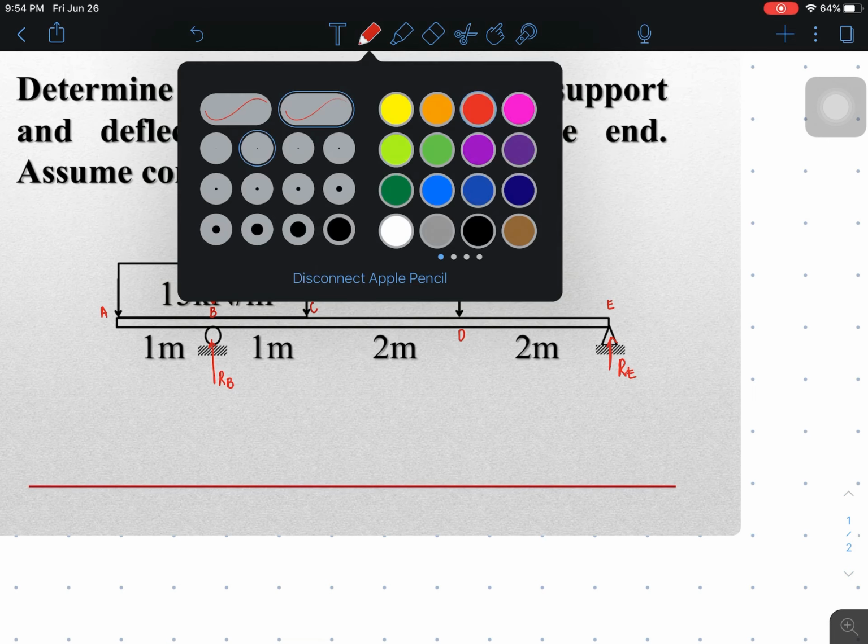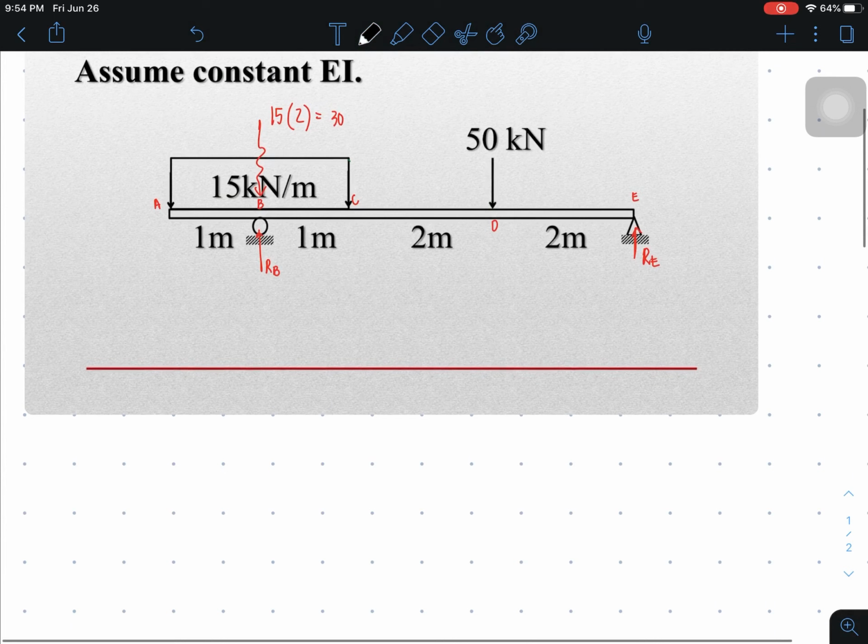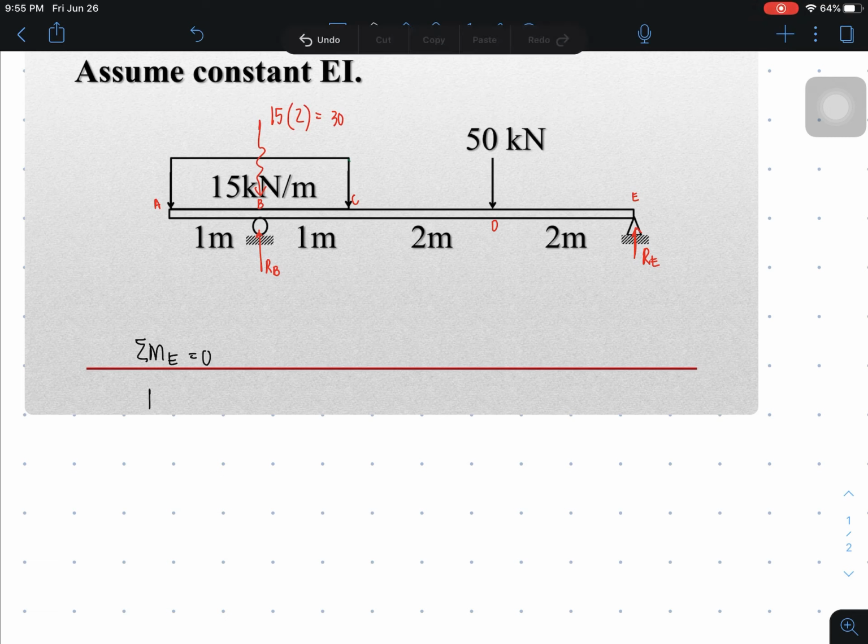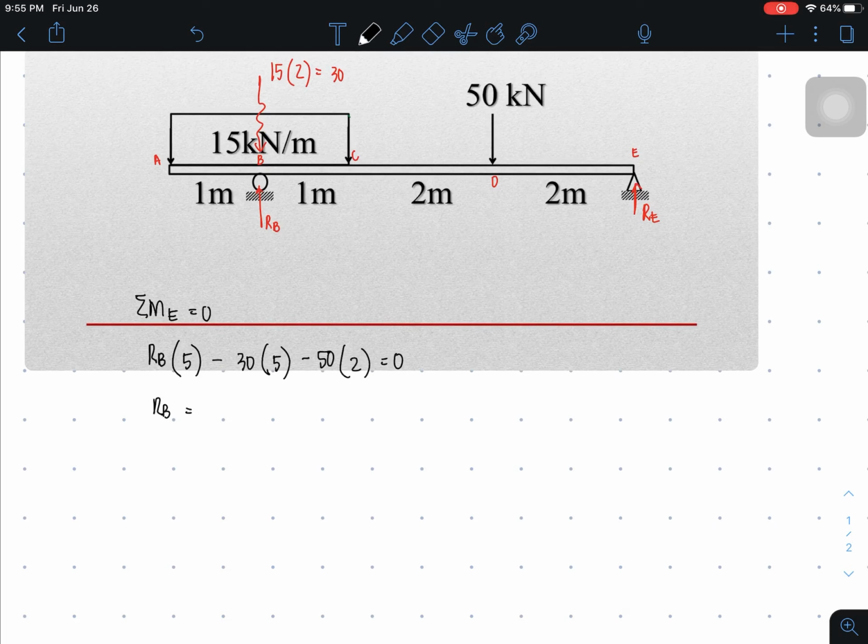Okay, so let's solve for the reaction. Mao na itong unang buhatan, diba? So summation of moment at point E para ma-solve si RB. So RB times moment arm is 5, then minus 30, moment arm is also 5, times 5, and then minus 50 times moment arm is 2, equal to 0. So you have RB equal to 100 and 300, 400 divided by 5.